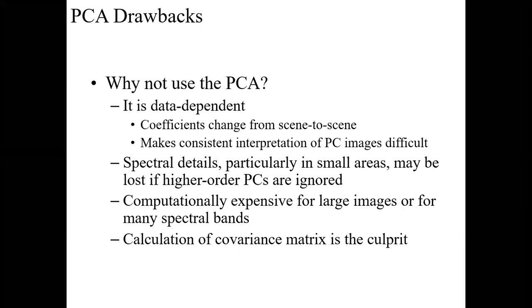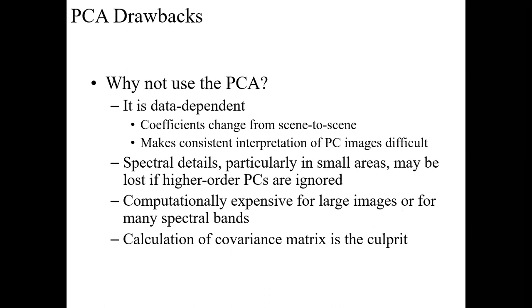Why not use PCA? It's data dependent. So the coefficients change from scene to scene, which makes consistent interpretation of PCA images difficult. That is, you have to go through this process of looking at the correlations or the eigenvector values before you can actually have an idea of what each band means. And then you can go ahead and look at what the particular interpretations are for each one, and then put that together when you look at a multi-band image made up of your principal components. Spectral detail, especially in small areas, can be lost in those higher order principal components.